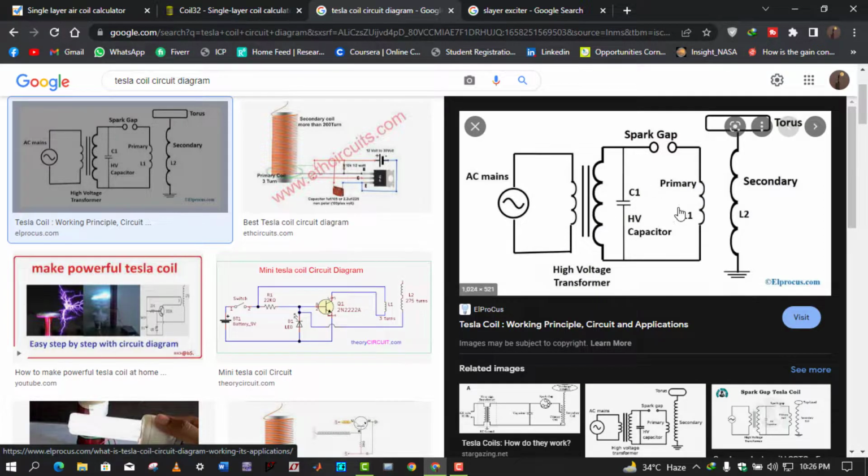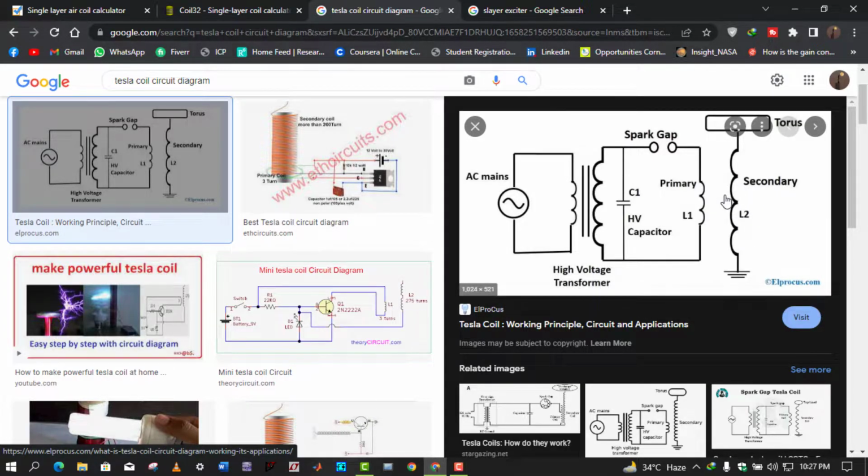The working principle is very easy here. We have a 220 volt main supply that is converted into a high voltage AC of about 20 kilovolt or 15 kilovolt, and then we have a spark gap. When the capacitor is charged up to the voltage, the spark gap will trigger, and here the LC circuit will oscillate, and due to transformer action a high voltage will be produced because of the high turns ratio.